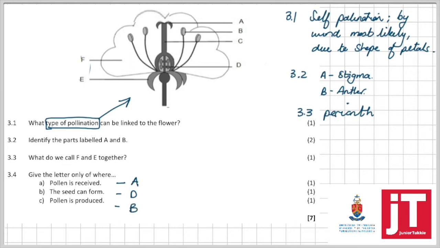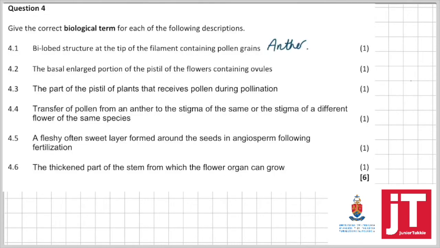So this was actually a pretty straightforward question, and we made it just that much easier for ourselves when we got context right in the beginning. If we look at question 4, there's a little bit of biological terminology that we're going to be looking at here. So we're only looking for the biological term. I've done the first one very quickly for you there. The bilobed structure at the tip of the filament containing pollen grains. So this is the male structure of the flower, and we have the anther there.